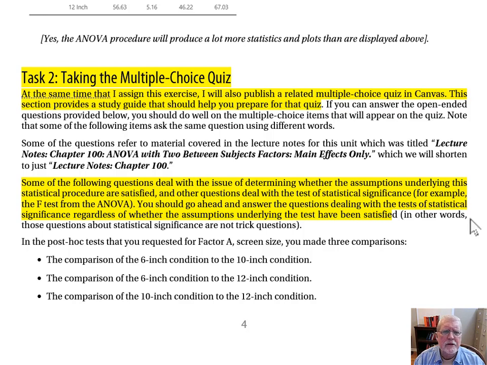Now, some of the following questions deal with the issue of determining whether the assumptions underlying the statistical procedure are satisfied. Other questions deal with the test of statistical significance, for example, the F test from the ANOVA. You should go ahead and answer the questions dealing with the test of statistical significance, regardless of whether the assumptions underlying the test have been satisfied. In other words, those questions about statistical significance are not trick questions.